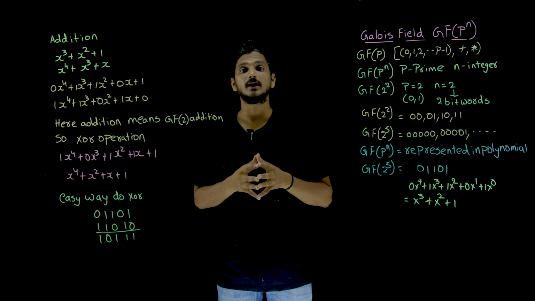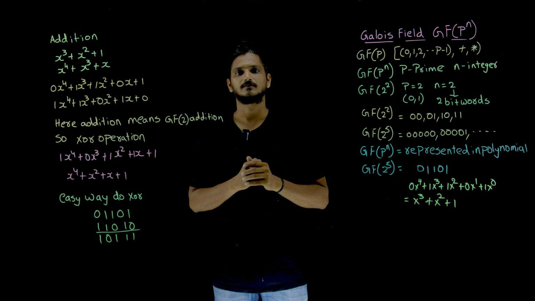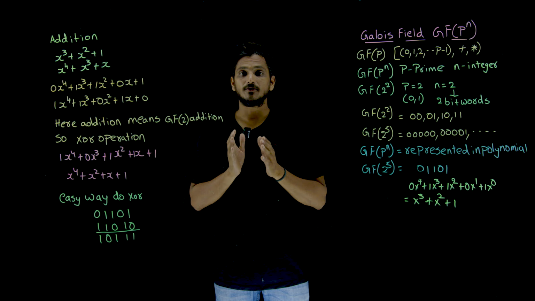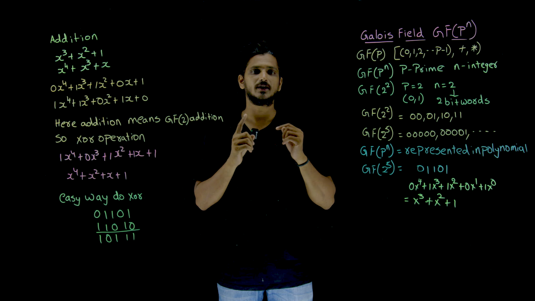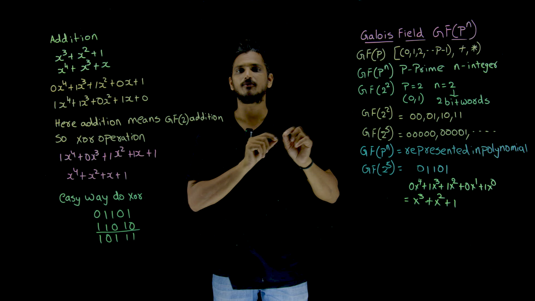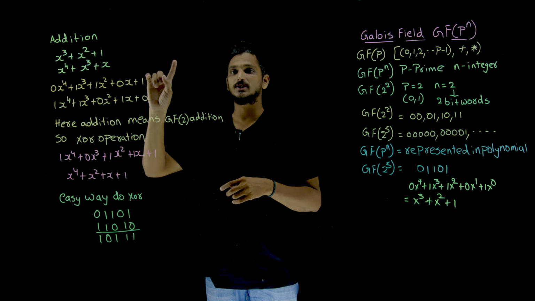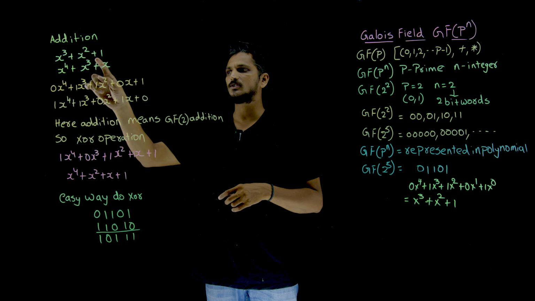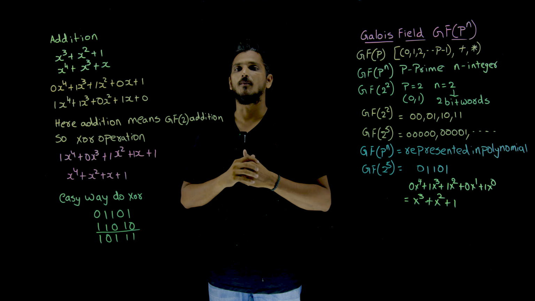Now try to understand the addition operation on this set of elements. GF of p power n also satisfies two operations. One is addition, the second one is multiplication. What is the addition operation? Let's take two elements from GF of 2 power n. Assume x cube plus x square plus 1 is one element, and x power 4 plus x cube plus x is another element. We have written it in polynomial form.